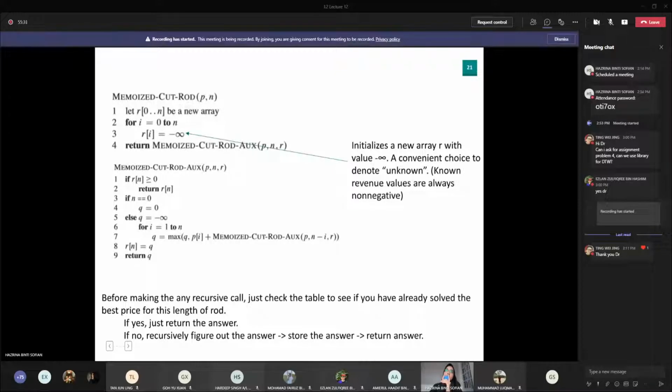What is the maximum revenue that you can get with 1 inch? That's all. Then we save inside the table. And then we say, okay, what if we have 2?